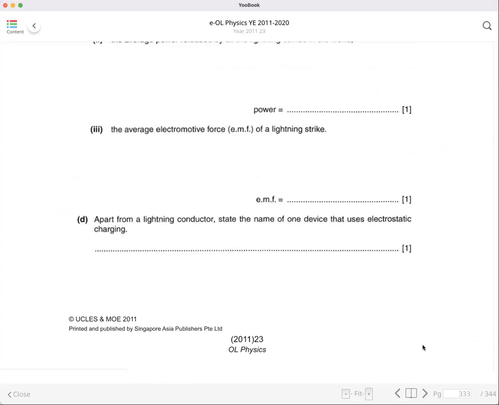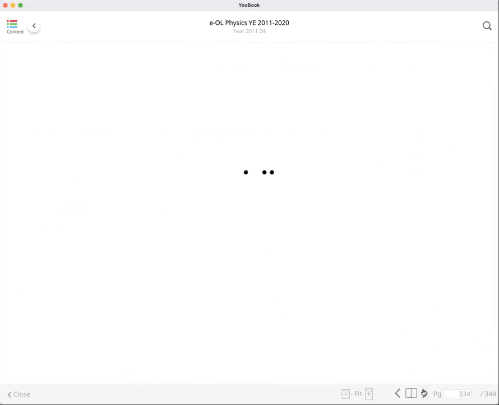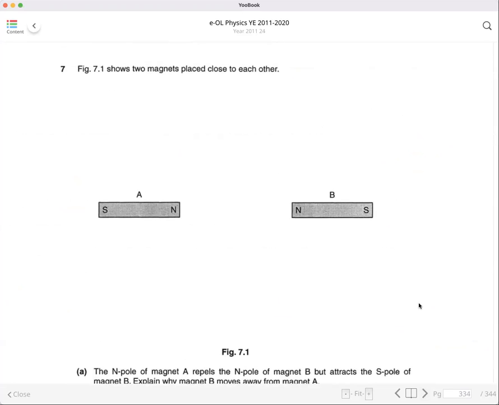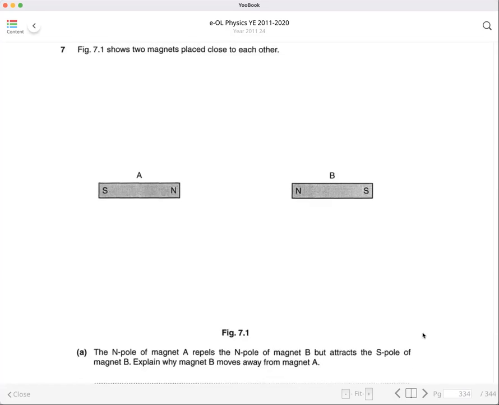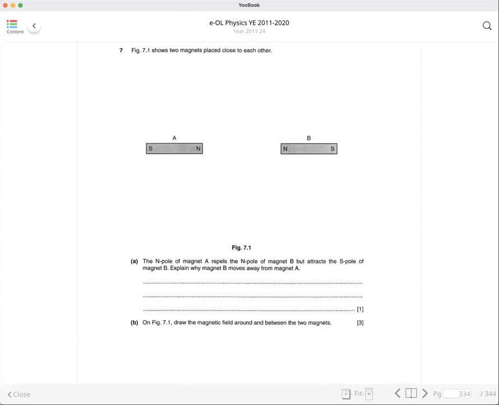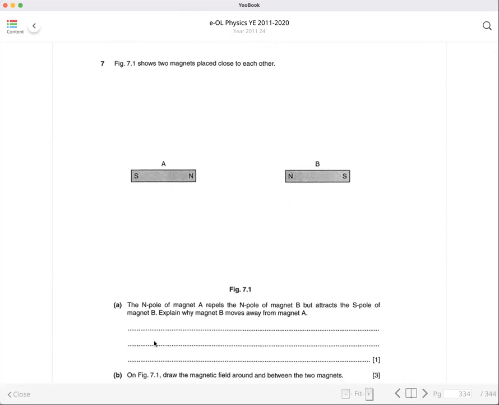The next question. Everybody quickly do the next question. Okay, who would like to do part A? No, not part A, part B. Okay, can one of you do part B? The rest of you write down A.